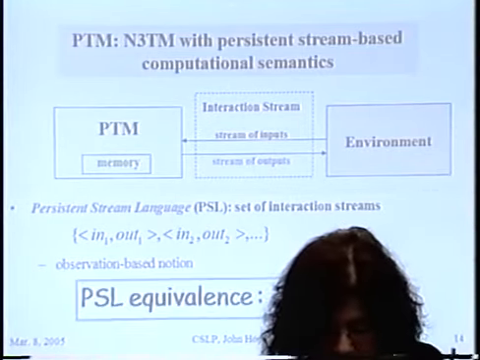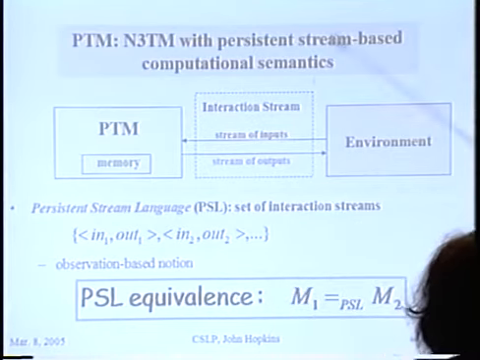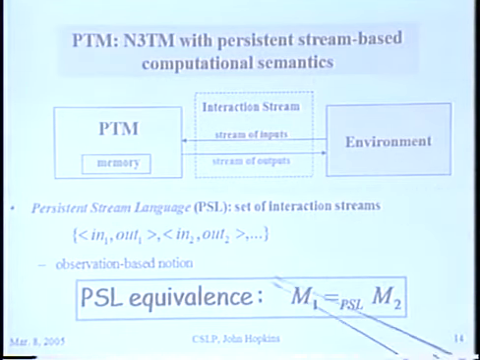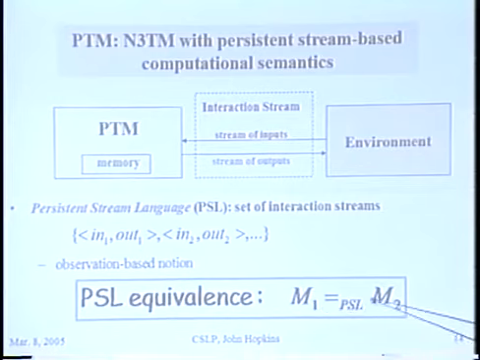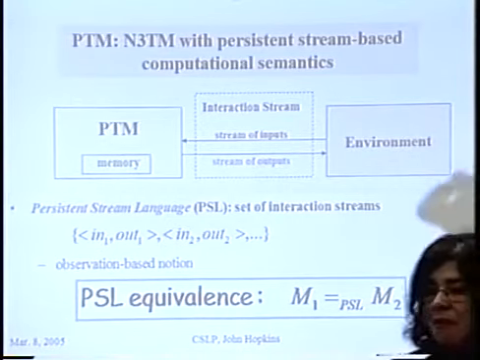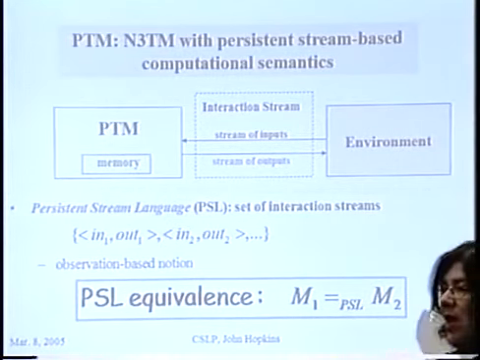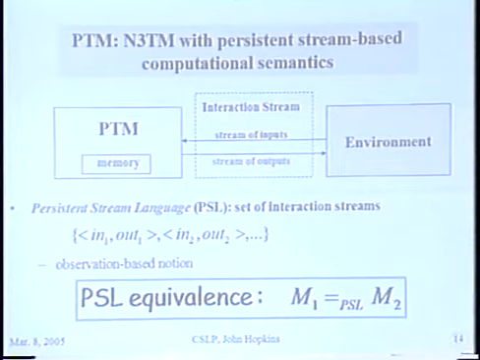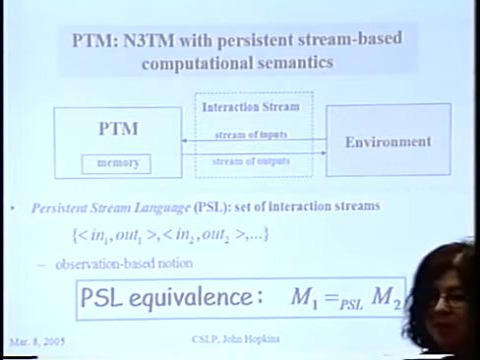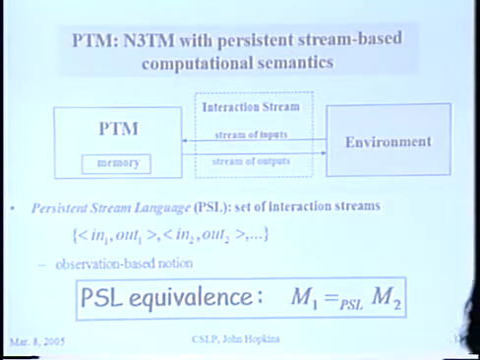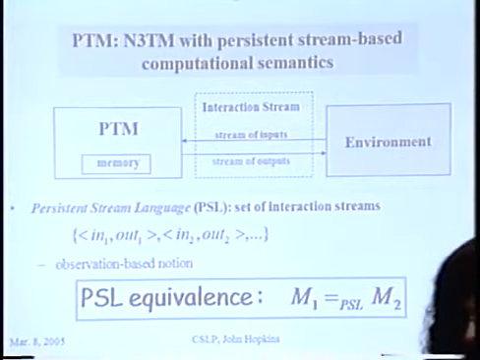Okay? And we can define equivalence between these machines based on the persistent stream language, so we can say that two machines are equivalent if they have the same persistent stream languages. So notice that two machines can be equivalent when in fact the state of their memory at any point is very, very different, as long as the mapping back to the output ends up being the same.